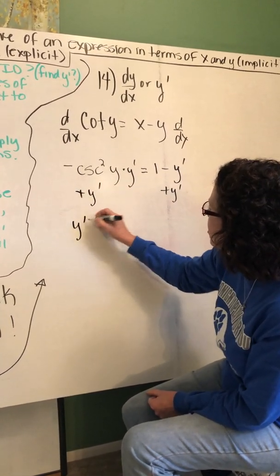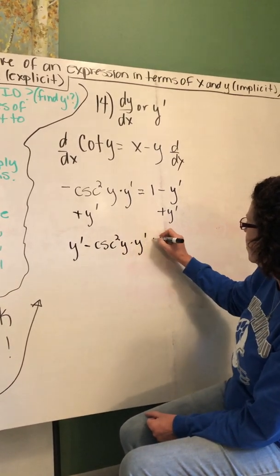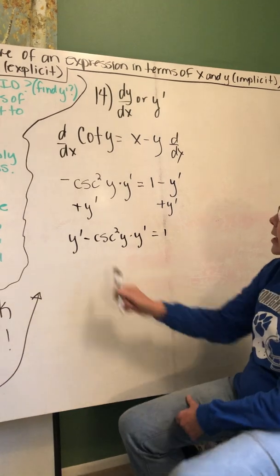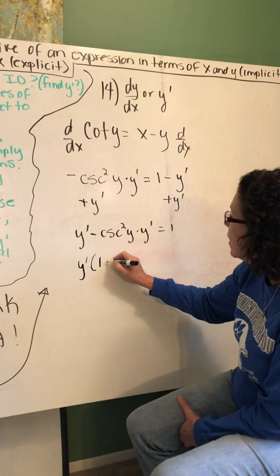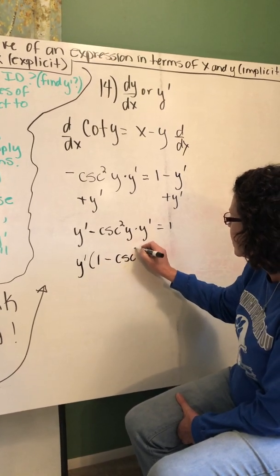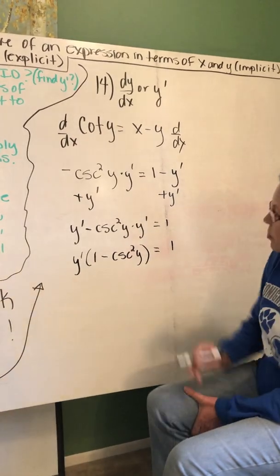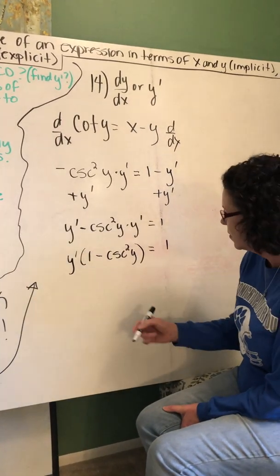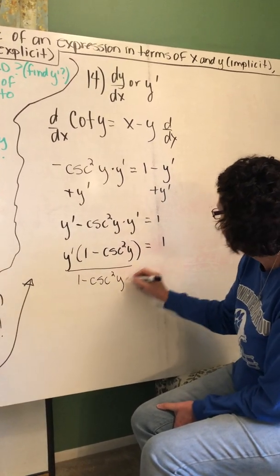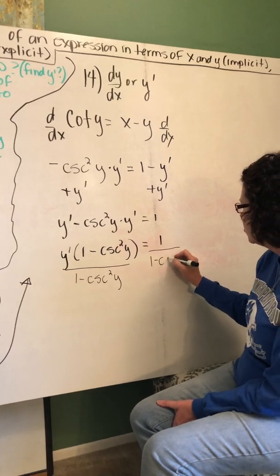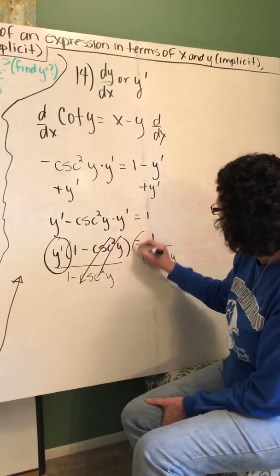I have y prime minus cosecant squared y times y prime. I just have a 1 on the right. Now I can factor the y prime because all the terms have a y prime in common. That is 1 minus cosecant squared y equals 1. Now to get y prime alone, the derivative of y, I will divide by 1 minus cosecant squared y. Let's cross that out. That is our y prime.